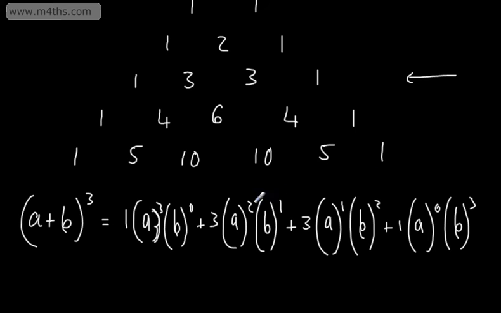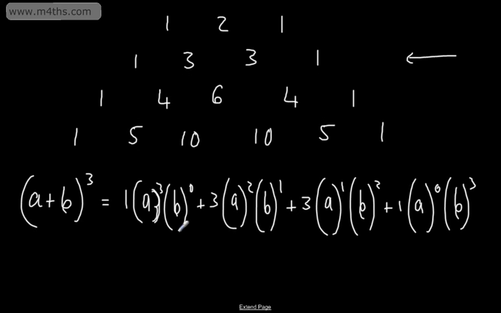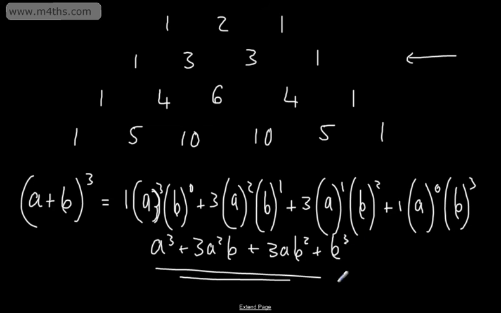We can see the powers of a are descending from 3 to 0, the powers of b are ascending from 0 to 3. So a goes from n to 0, b goes from 0 to n. So just tidying this up, we're going to have now a cubed plus 3a squared b plus 3ab squared plus b cubed. And we've seen that expansion before.